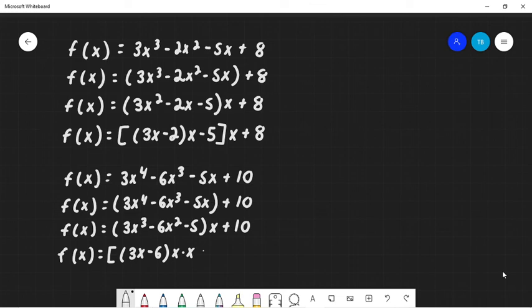And then we're still subtracting 5 here. All of this is contained within the brackets. Here's the original x we factored out, and then plus 10. And that would be our final answer. We've reduced our fourth degree polynomial to one that contains only linear expressions.